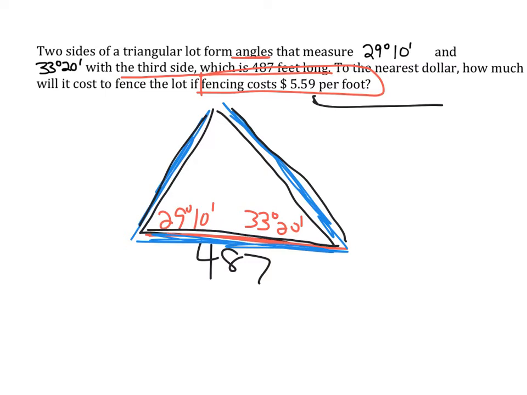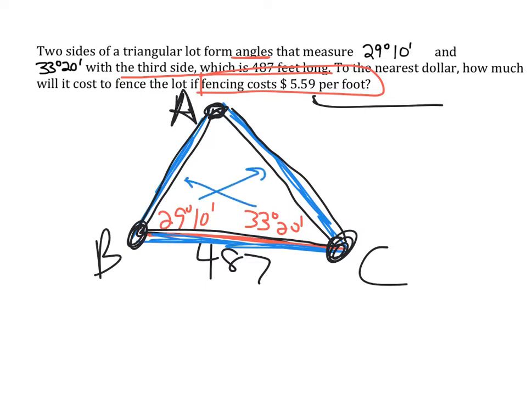Now here they didn't give you any letters for your triangle, and my advice is when that happens to make your own letters. So here I'll call the top angle, angle A, the bottom left, angle B, the bottom right, angle C, and here this first part is going to be us figuring out side B and side C, because then once we know side B and side C, we can add those two up plus the 487, and that'll tell us how much total feet of fencing we're going to need.